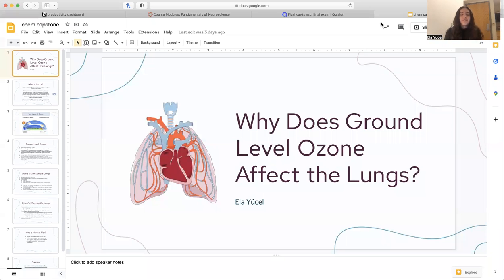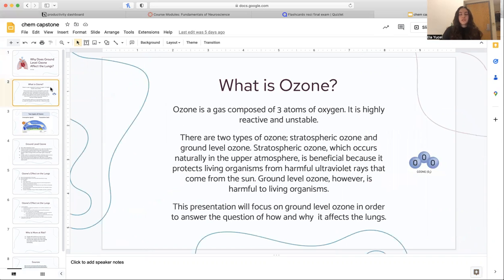Hi everyone. So I did my capstone project on why ground level ozone affects the lungs. First I'll go over what ozone is. Ozone is a gas that's composed of three atoms of oxygen. It's highly reactive and unstable.